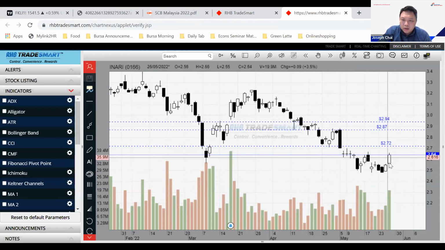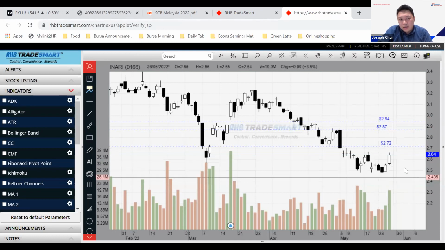So in between here, I try to look for the double bottom. You can see that there's a black candle here and another white candle here. So it's actually forming some kind of reversal. So to me, yes, there's a reversal happening. So can consider for your first lot, right? And then if it goes above, then consider your second lot. Then it breaks 294, then your third lot. Okay, so this is actually the Inari.